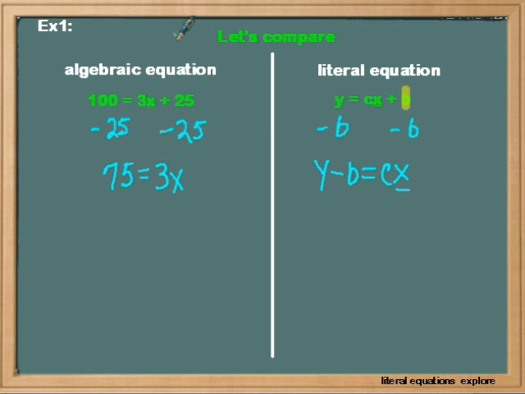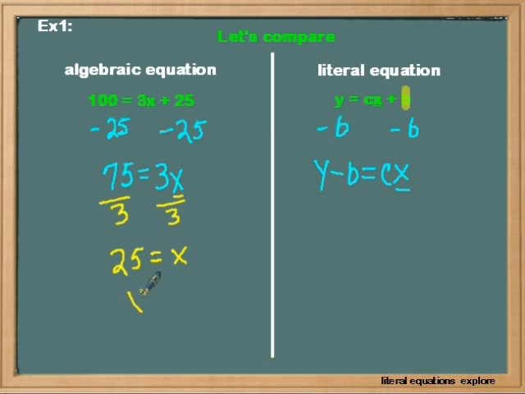All right, back to the algebraic equation. What would be our next move? Now you'll notice that that 3 is multiplying the x. Since the x is what we want to get alone, how do you undo multiplication? That's right, we would divide. Whatever you do to one side, you do to the other. 3 goes into 75, 25 times. And that's what x equals.